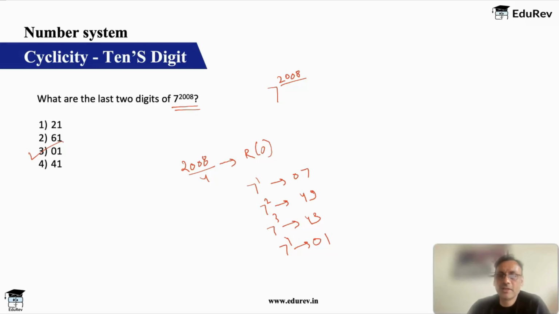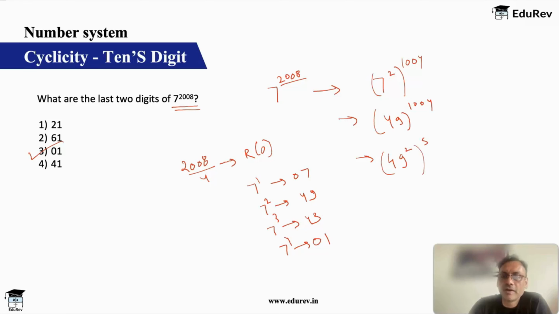But if you don't remember, then what will you do? We'll convert this to 7 square to the power 1004. 7 square is 49. So you have 49 to the power 1004. 49 will be converted to 49 square to the power 502. 49 square is how much? Last two digits: 9 into 9 is 81. So 1, 8 carry. 9 into 4 is 36. Double of 36 is 72, plus 8 is 80. So 01 raised to the power 502.